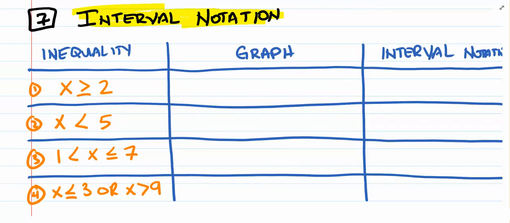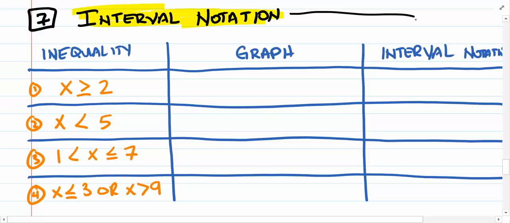So box number 7 is all about writing in interval notation. What I'm going to do is give you 4 examples here. We're going to talk about their graph, and then we're going to talk about how to represent the inequality using interval notation. So the main idea is going to be the stuff that ends up in this column. Okay, so let me move this over just a little bit.